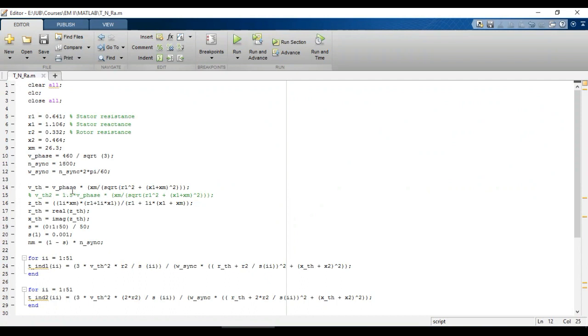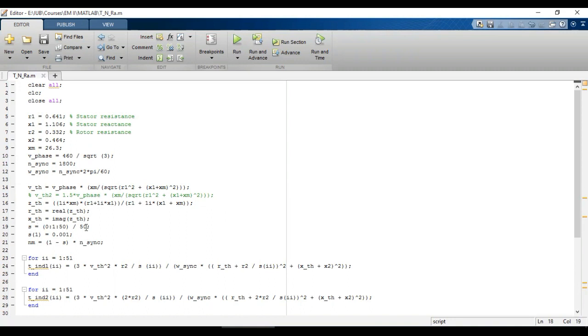And this is V Thevenin. Okay, so V Thevenin is equal to this term, so V1 multiplied by Xm over square root of R1 square plus (X1 plus Xm) whole square. And this is Z Thevenin, which we derived in this lecture. And R Thevenin is the real part of the Z Thevenin, X Thevenin is the imaginary part.